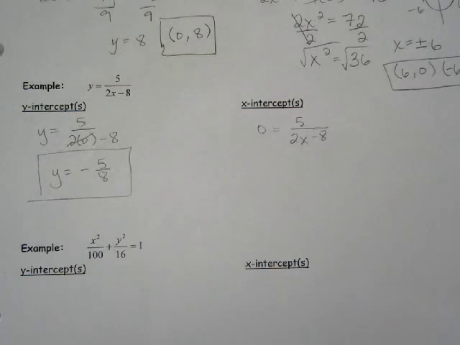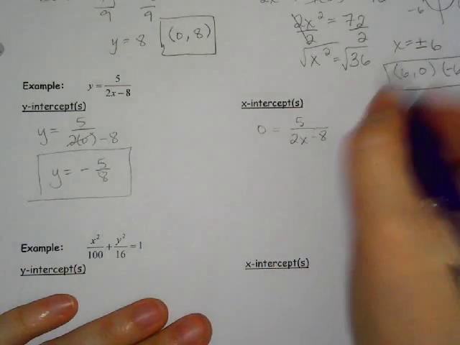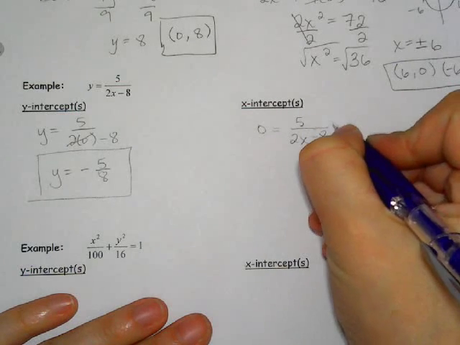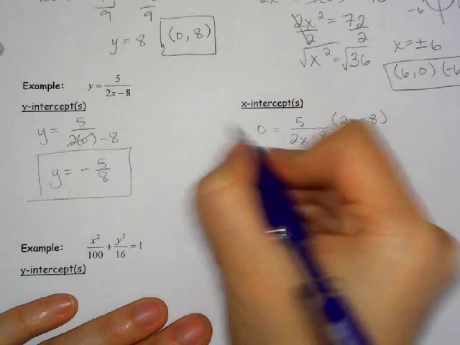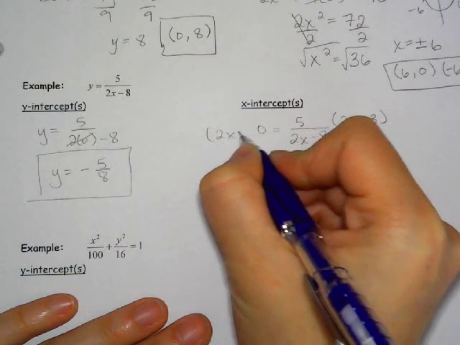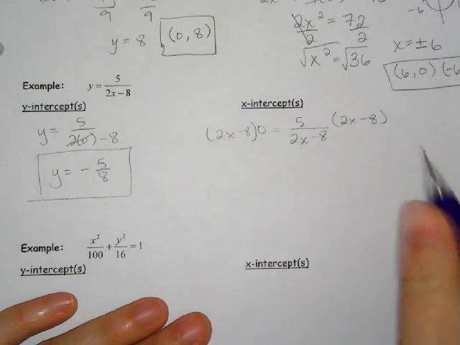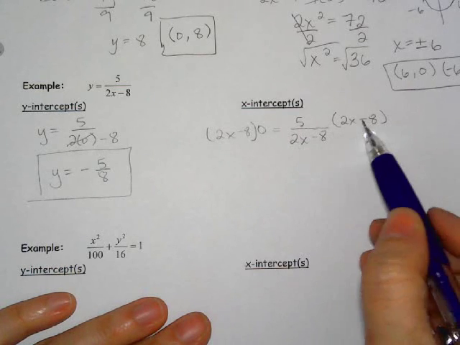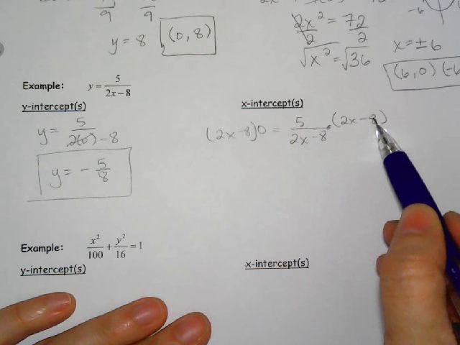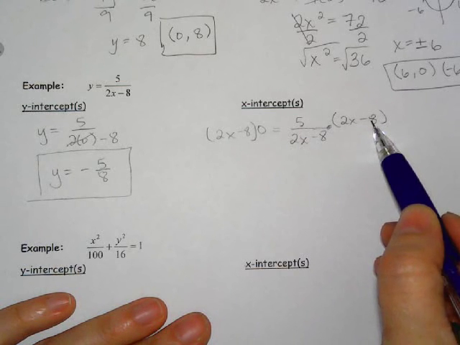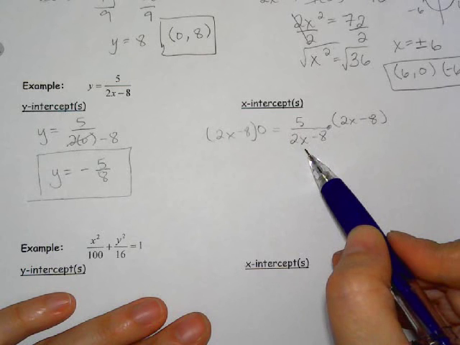Multiply by the denominator. Very good. So I'm going to multiply both sides by 2x minus 8. The reason that I do that is if I multiply here, I am multiplying by 2x minus 8, and then I'm dividing by 2x minus 8.